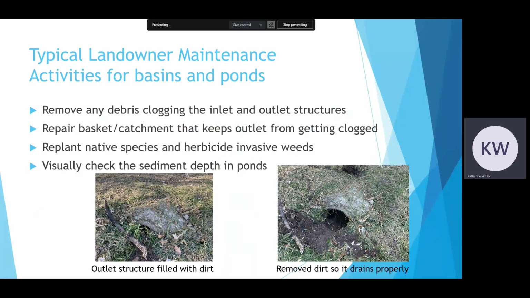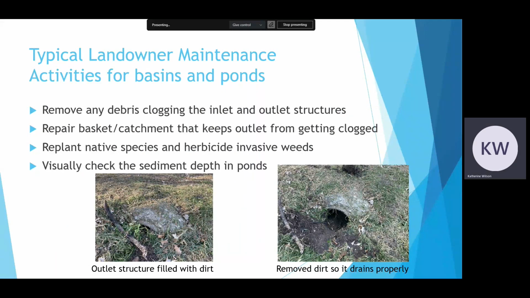You can also make sure your inlet and outlet structures are working properly by removing any debris that's clogging them. In the bottom picture, you can see an outlet structure that was completely filled with dirt. So taking the time to remove the dirt so it drains properly is important. The picture on the right shows that done. The pictures I showed earlier of the removed grate or broken basket on top of the outlet pipe, these are there to keep the outlet from getting clogged and should be repaired or replaced.